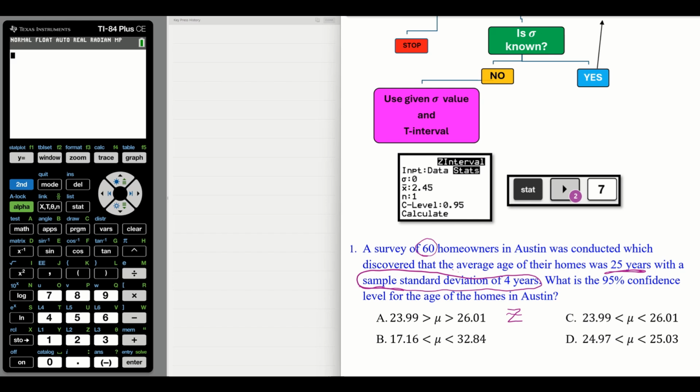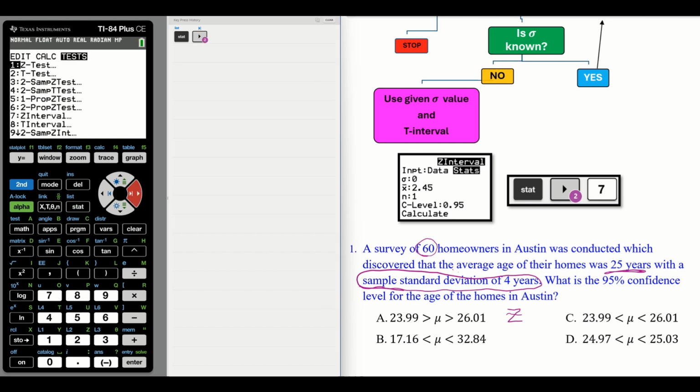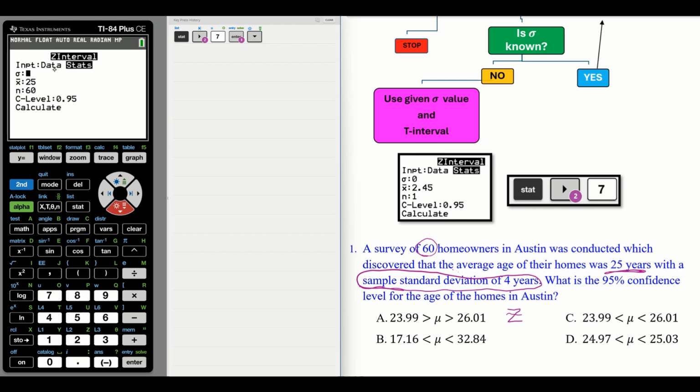Okay. So we are saying stat, move over. You see there, that's what we're doing. And we need number 7 for our Z. Now for this, you can't push enter. If I push enter, it does nothing. You have to arrow down. The reason is you have to decide if you're going to use stats, meaning statistics, given information, which is what we're doing, or, here, I'll go back up, using data. We're not using data, so we need to move over and go down.